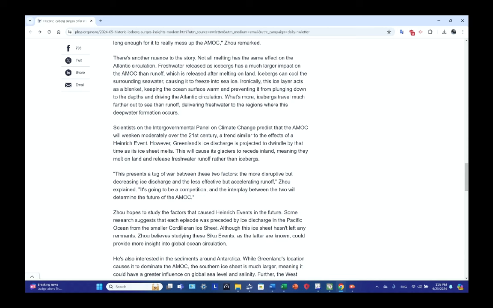There's another little twist to this. Not all melting has the same effect on Atlantic circulation. Freshwater released as icebergs has a much larger impact on AMOC than runoff, which is released after melting on land. That's because the icebergs, via currents, can be brought to further latitudes, further south, where they melt. They can cool the surrounding seawater, but they can cause the surface salinity to decrease over a much greater area.